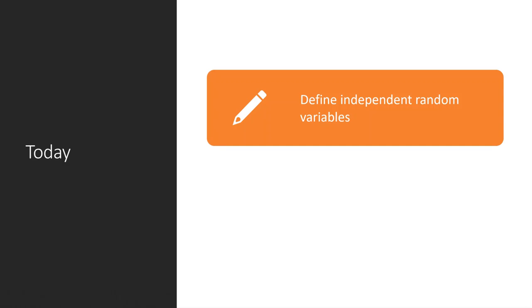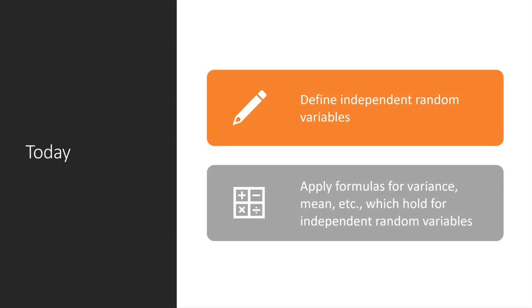Today we're going to be talking about section 3.4. By the end of today, you will be able to define independent random variables, and you'll be able to apply formulas for variance, mean, etc., which hold for independent random variables.